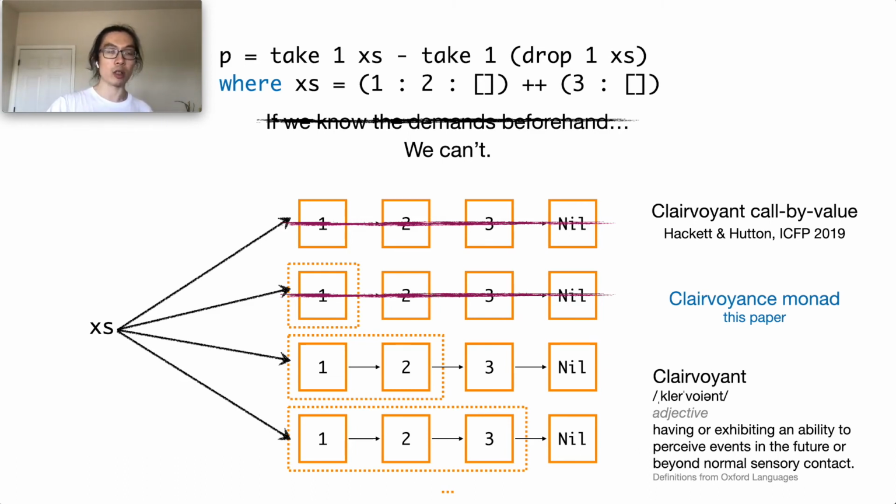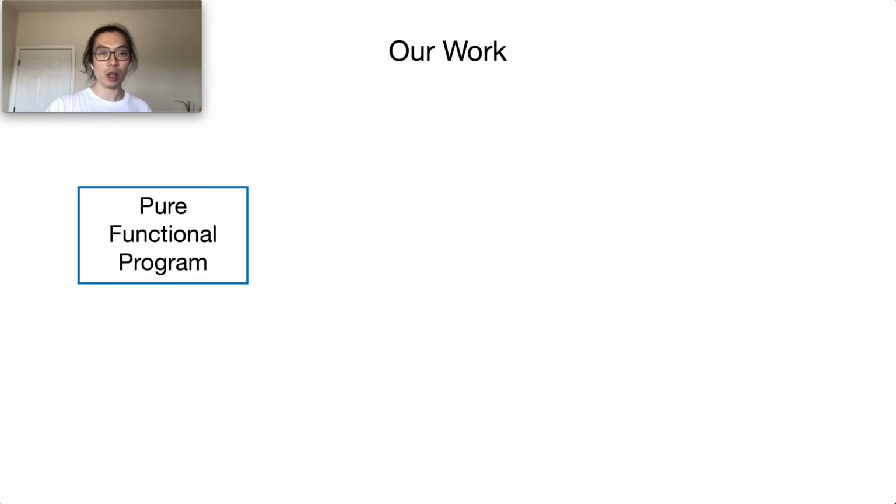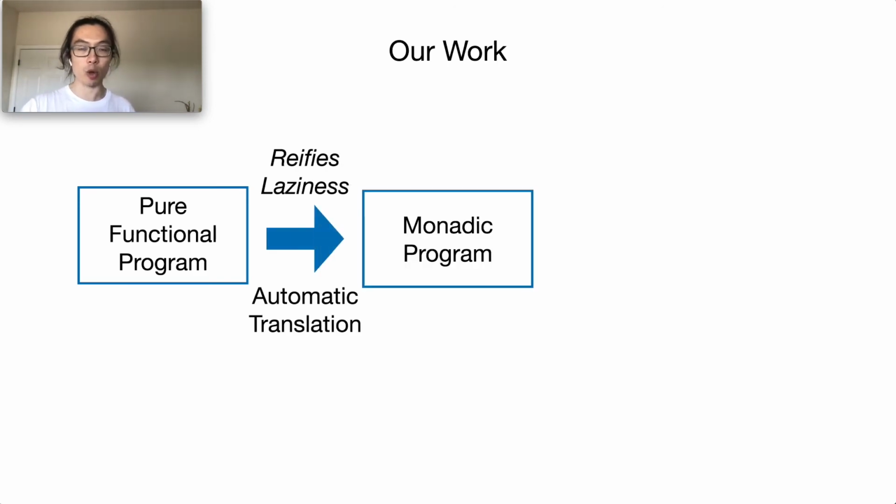Our method works as follows. First, we start from a lazy and pure functional program, and we do an automatic translation that translates the program into a monadic program wrapped inside the clairvoyance monad. This step achieves 2 things. First, it reifies the laziness in the original program using a strict semantics. And second, it accounts the cost of the original program and accumulates that inside the monad.